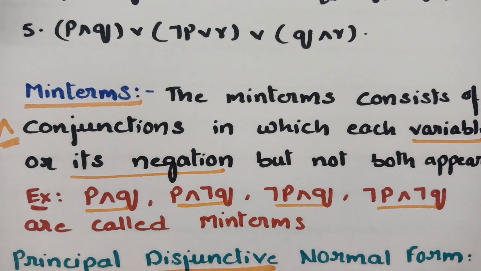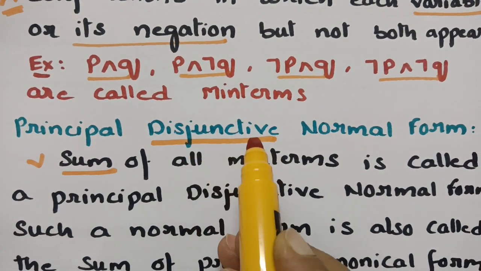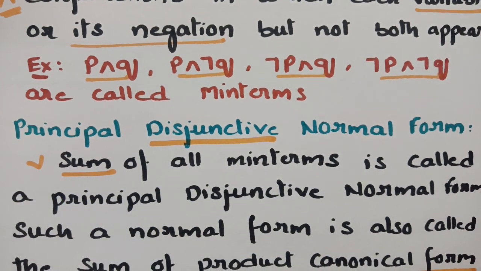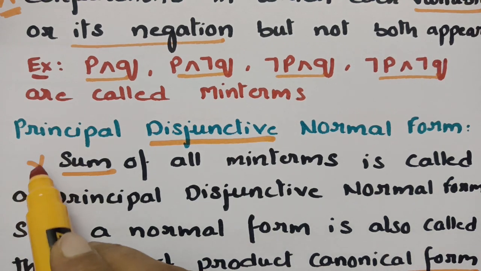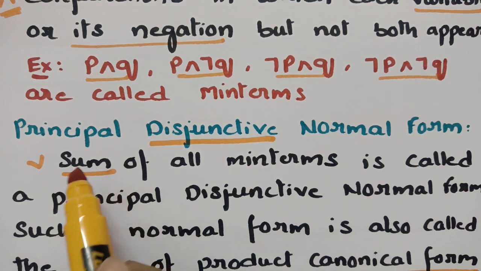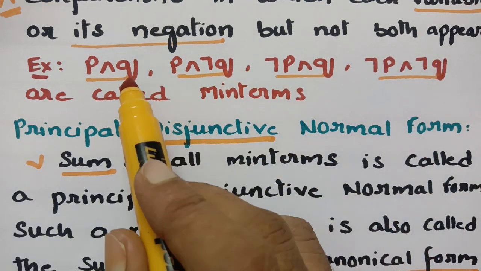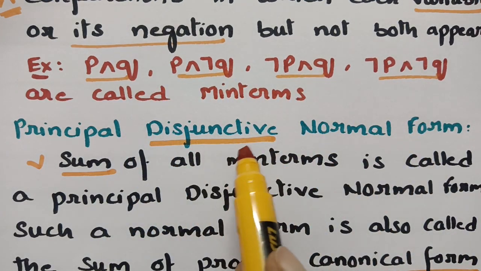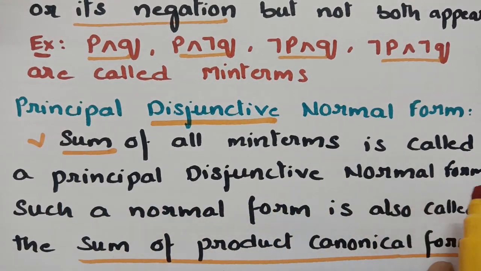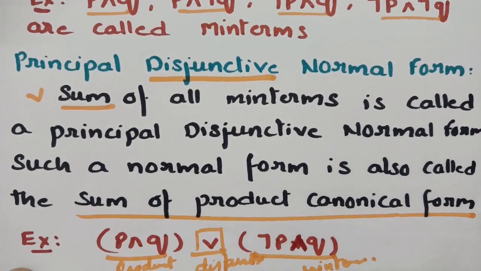So how is it related to PDNF? In the principal disjunctive normal form, what is disjunction? The disjunction symbol is nothing but the sum, and the symbol is cup, or. So this is the sum of all minterms. If you add up all these minterms, we get the principal disjunctive normal form. The sum of all minterms is called a principal disjunctive normal form. Such a normal form is called the sum of products canonical form.